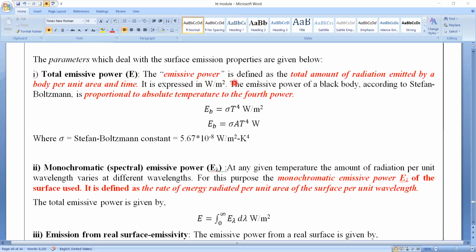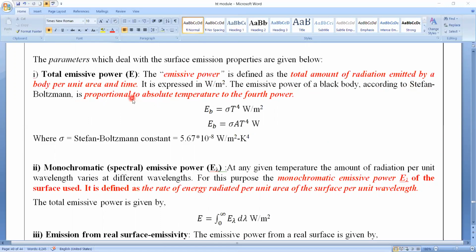The emissive power is defined as the total amount of radiation emitted by a body per unit area per unit time. It is expressed in watt per meter square. This is the SI unit for total emissive power. The emissive power of a black body, according to Stefan Boltzmann's law, is proportional to the fourth power of the absolute temperature. So this is the statement for Stefan Boltzmann's law.